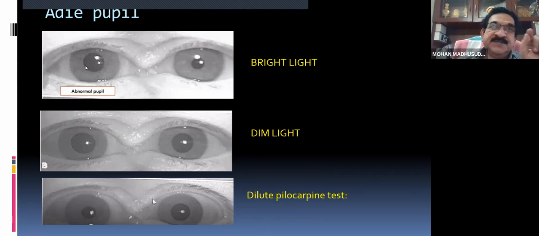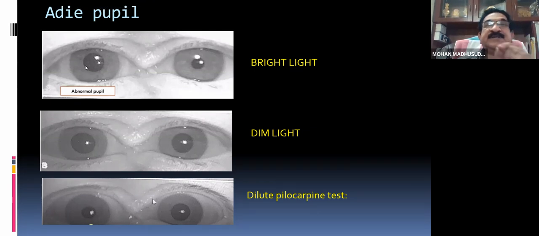This positive dilute pilocarpine test indicates that the lesion is postganglionic. Only postganglionic lesions will produce denervation hypersensitivity. This will not be seen in compressive third nerve lesions proximal to the ciliary ganglion. That is why the test is very specific for a lesion in the ciliary ganglion.